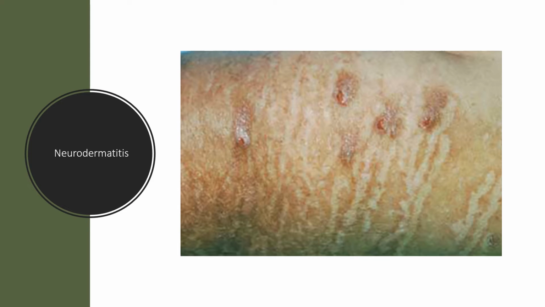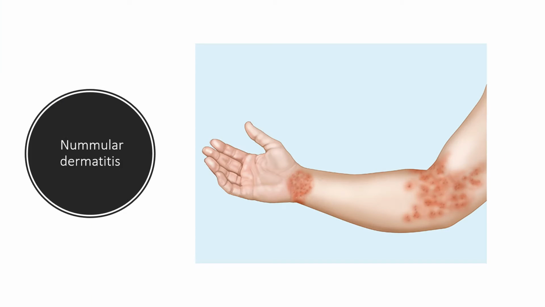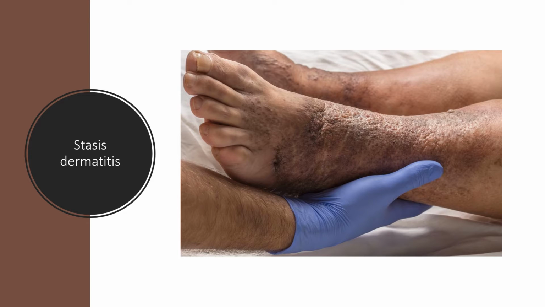There's neurodermatitis, and it's linked to an itchy patch, which is usually triggered by stress or something that irritates a person's skin. There's nummular dermatitis, and this can cause oval sores to form on the skin. It usually occurs when a person suffers an injury to the skin. And finally, there's stasis dermatitis, and this is linked to skin changes caused by poor blood circulation.